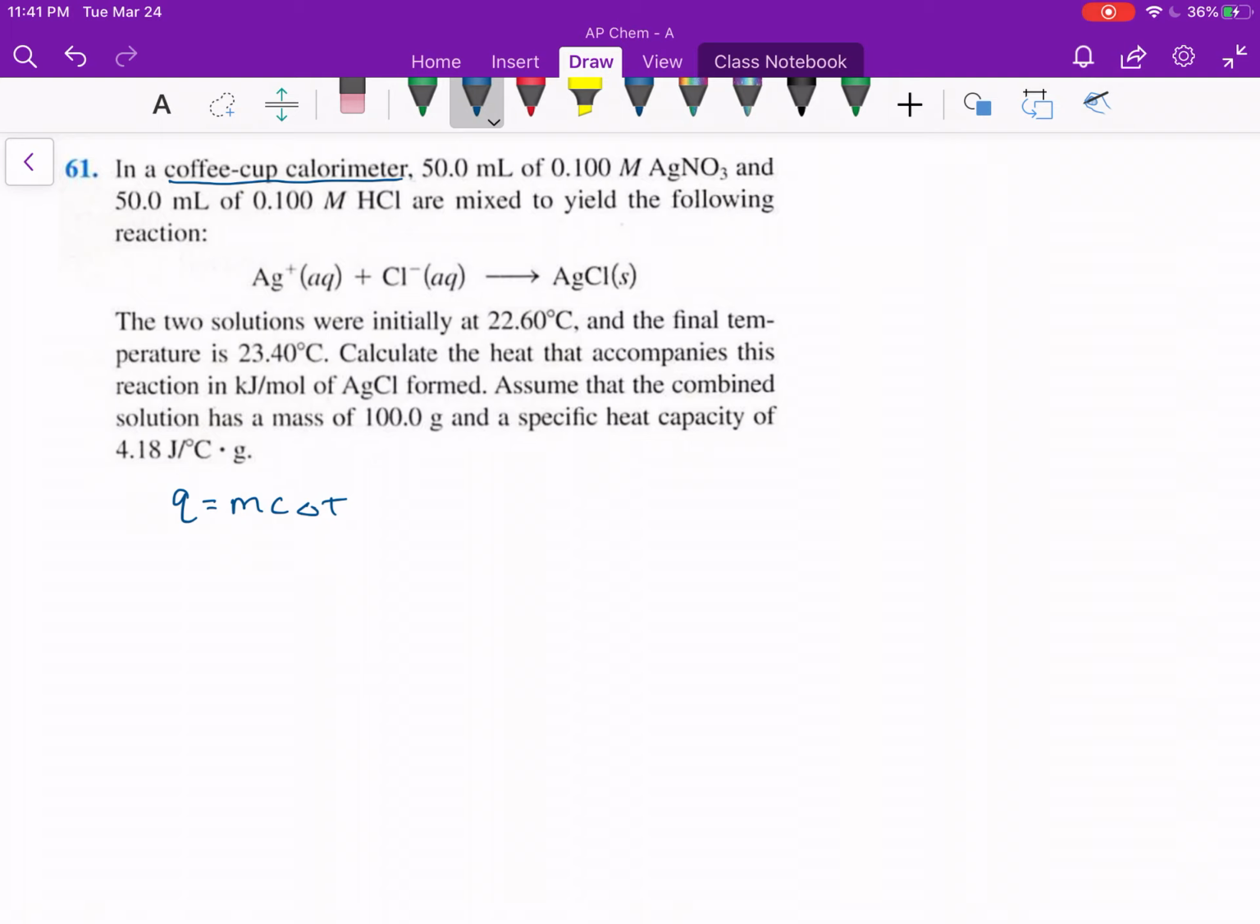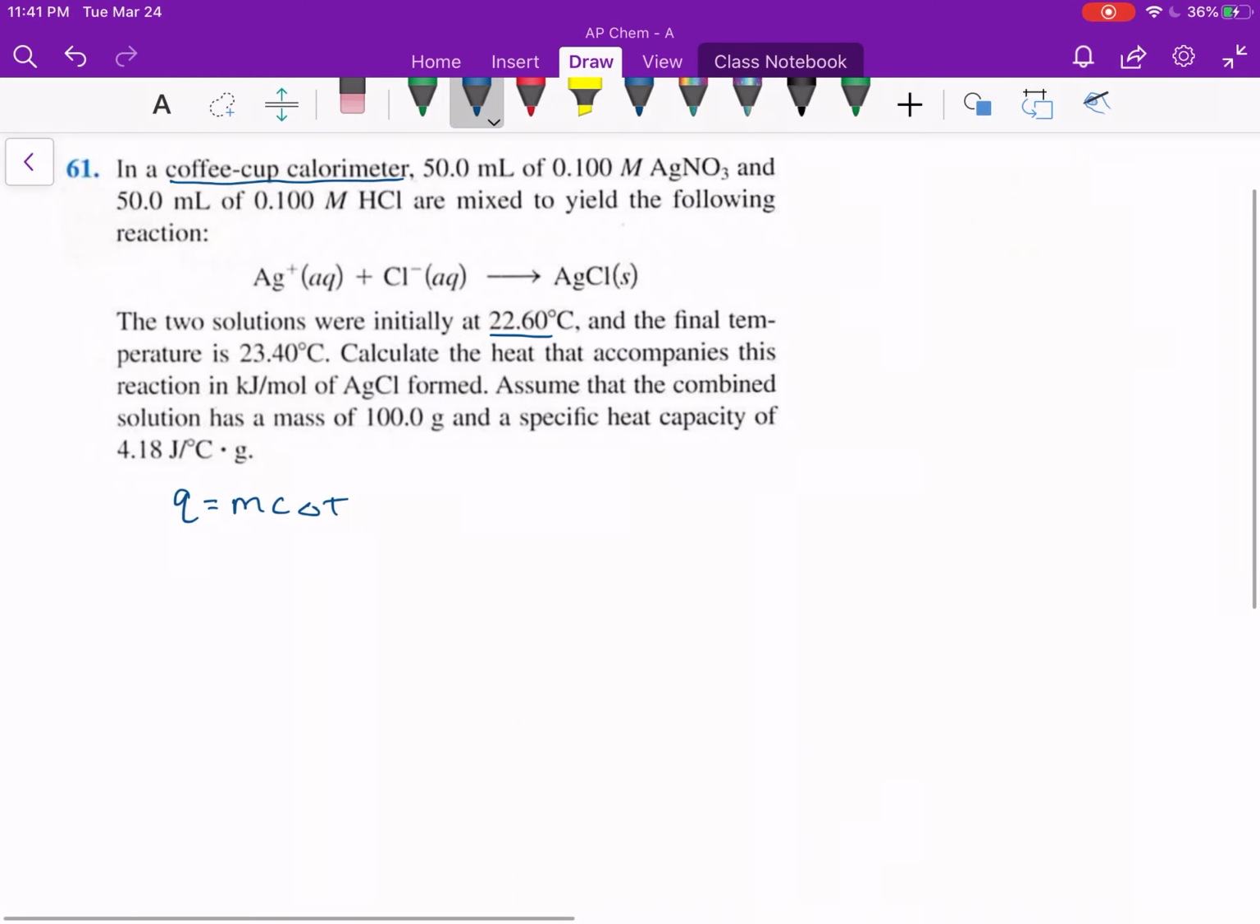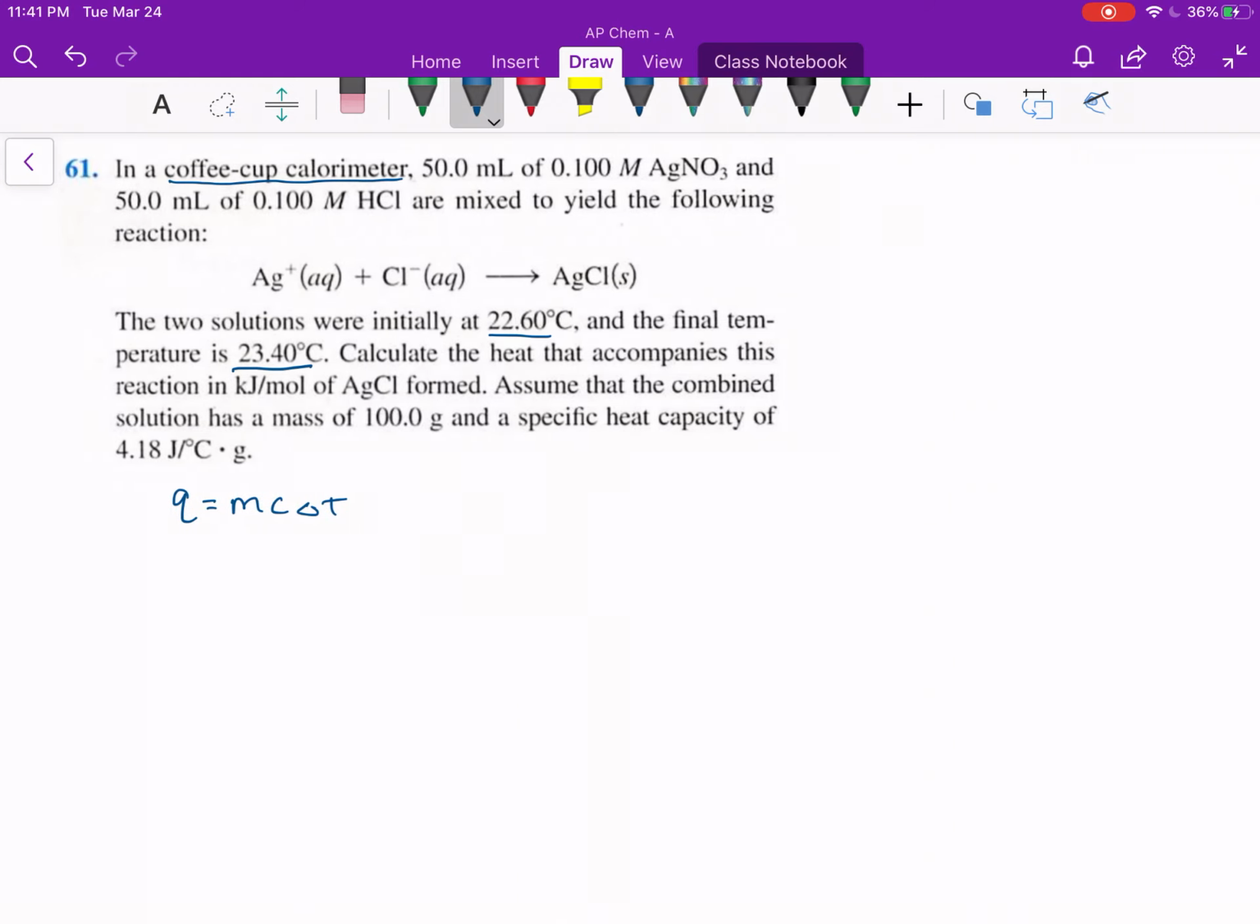And we can see here that temperature starts at 22.6. It is going up to 23.4. So we know that delta H is going to be negative. And so now let's talk through how to solve this. We're going to assume that the combined mass is 100, has a specific heat of this.